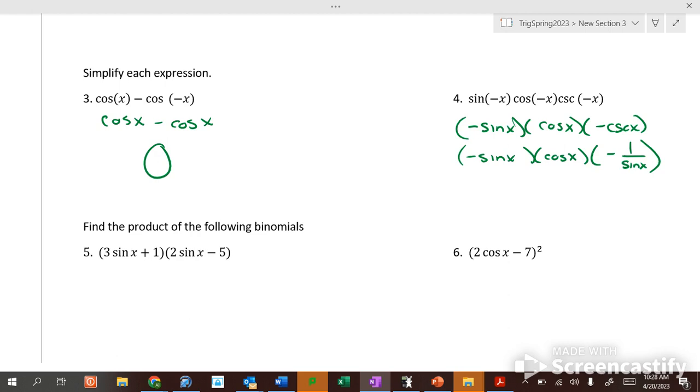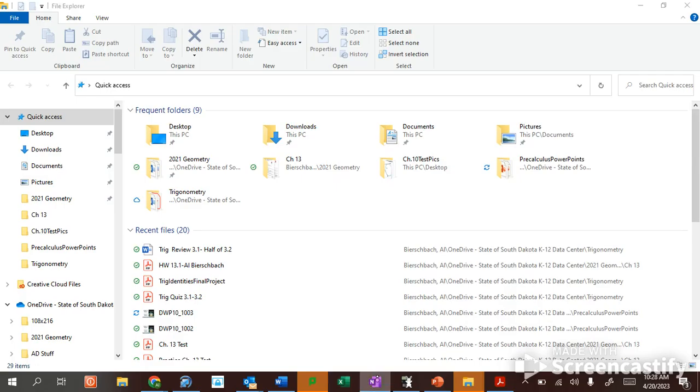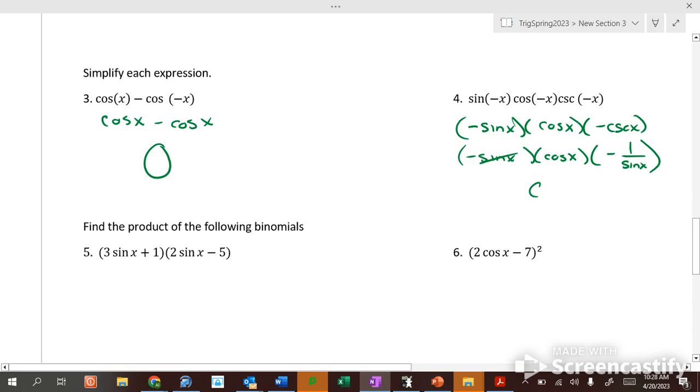Cosecant is 1 over sine. So what happens? Sines cancel, and negative times a negative is a positive. So we end up with just the positive. So it's cosine of x.